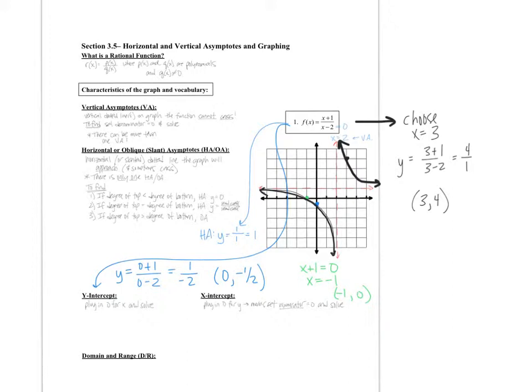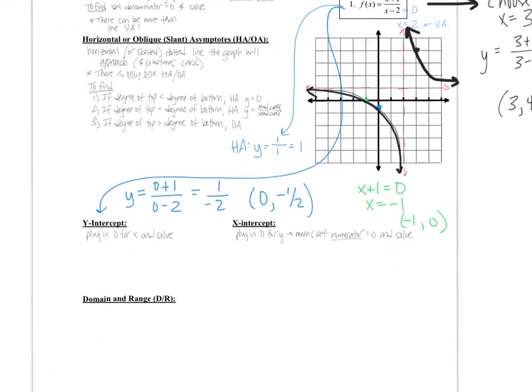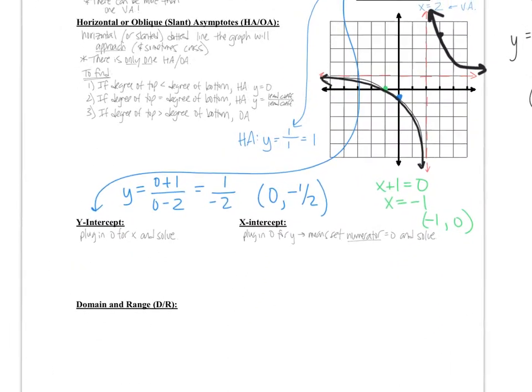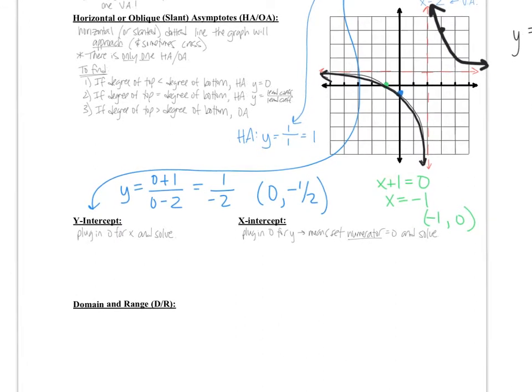Let's talk about domain and range real quick before we move on. Just look at the asymptotes. That's really all you need to know. These graphs are continuous except for those asymptotes.